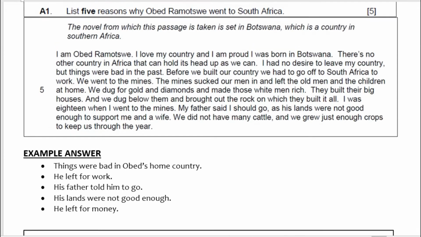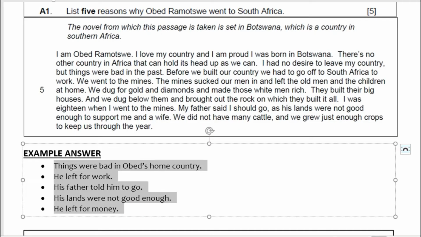He left for money. So the way people do get this wrong is they just write out a massive quote. So just put it like I've done here, nice and simple. Just a little sentence for each one, and that's absolutely fine.